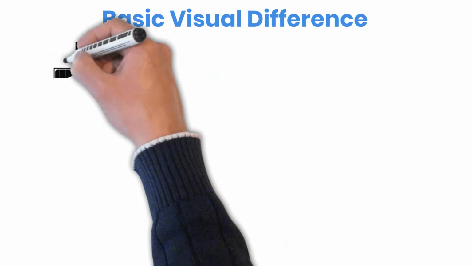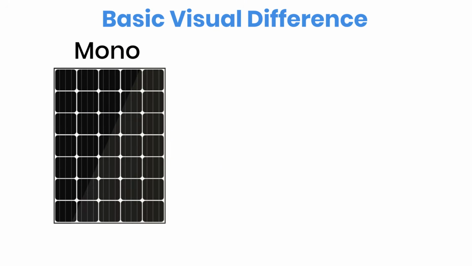Monocrystalline panels usually appear darker, almost black or deep blue. If you look closely at the individual cells, you will notice the corners are rounded. That rounded shape is not for design. It comes from how the silicon is manufactured.